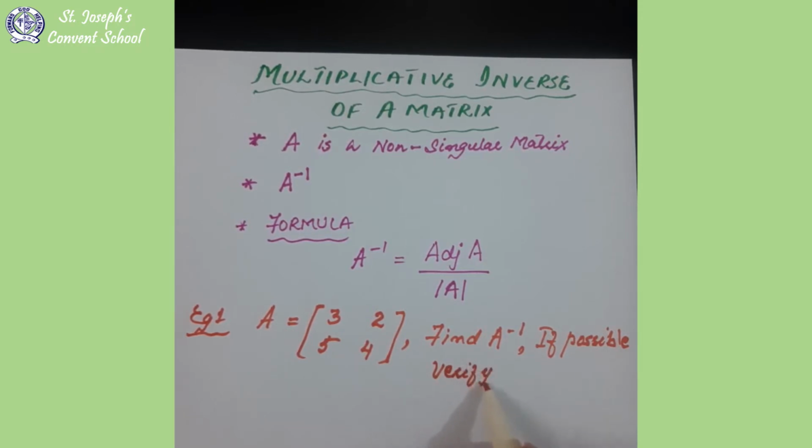So how we verify: A into A inverse equals to I. You have to learn this part because sometimes they don't give this in the question. They will just ask you to verify. So how are you going to verify it? You will apply this method, A into A inverse equals to I. With the help of this, you can verify the answer. Now let's find the A inverse, multiplicative inverse. Let's solve it.